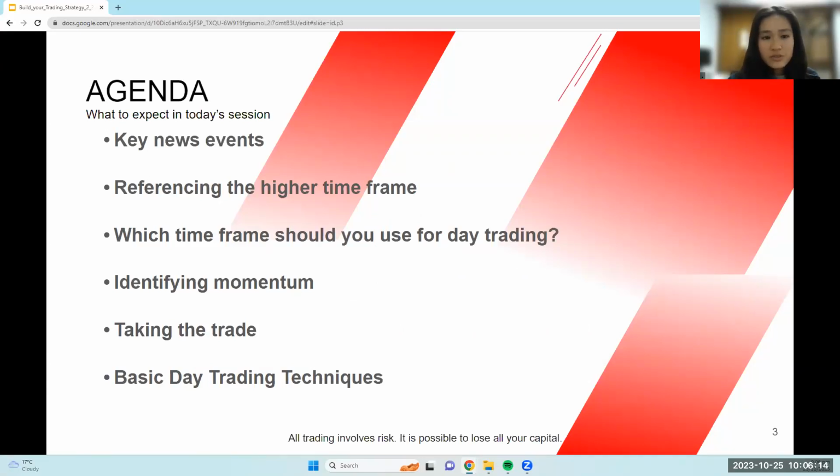Here is our agenda for today. I'm going to show you what the key news events to look out for are and how you can implement them into your strategy. This is based off of last week's news events, but I will show you this week's news events as well. I'm just going to use last week's as an example. Then we'll reference higher time frames, see which time frame you should use for day trading, identify momentum, take a trade, and go through a couple of basic day trading techniques.